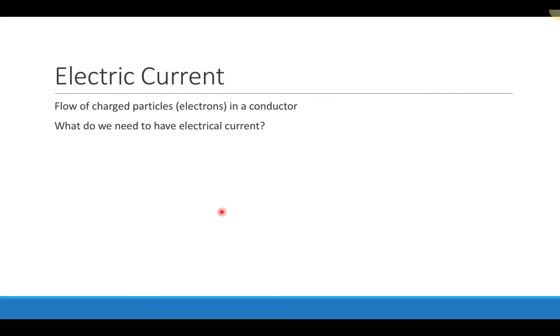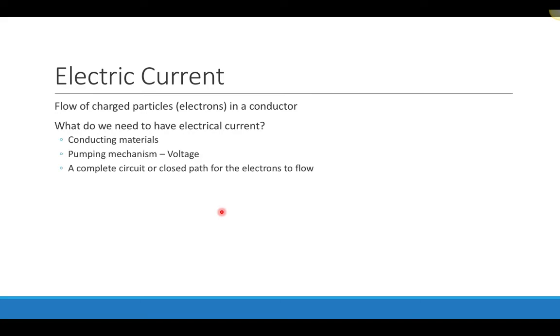So electrical current is something that we need to define. Electrical current is the flow of charged particles, specifically electrons, because electrons are always what moves. So it's the flow of these electrons in a conductor. We could ask the question, what do we actually need in order to have electrical current?